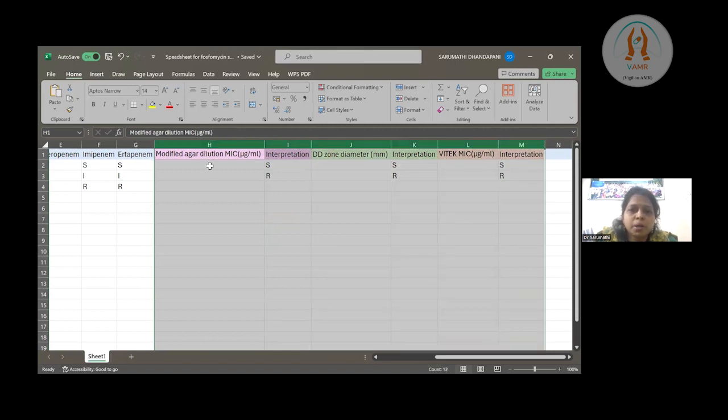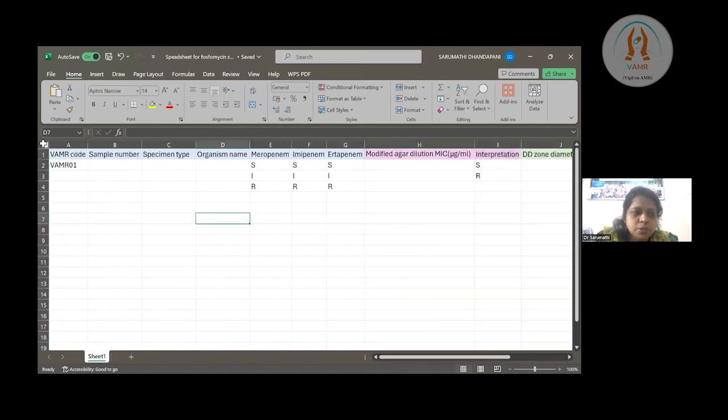The MIC or zone diameter value with the interpretation you are going to record in our spreadsheets. Each center uses a separate spreadsheet, which will be shared frequently. How frequently, we will let you know. In the beginning you will have doubts, so you have to clarify any doubts about interpretation or entering data then and there. How frequently you have to share with us, we will let you know.